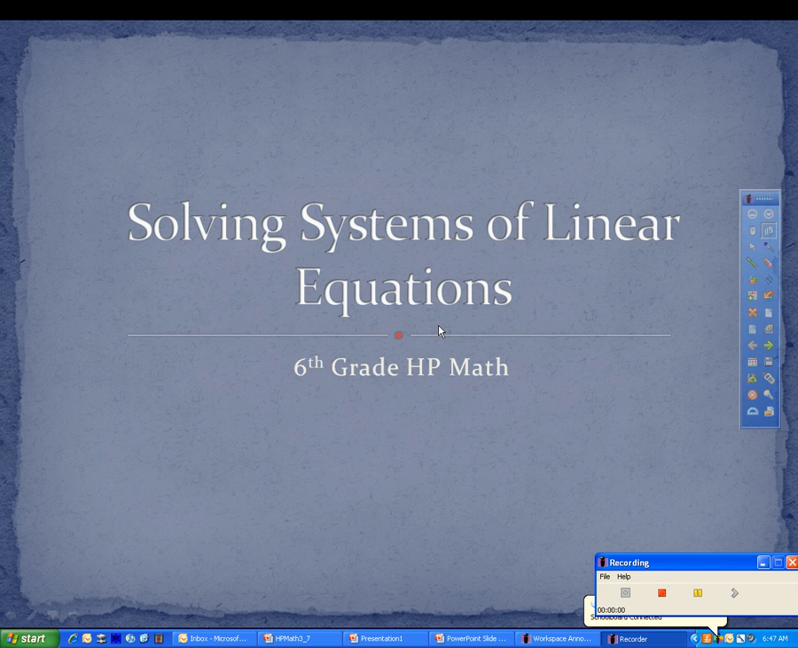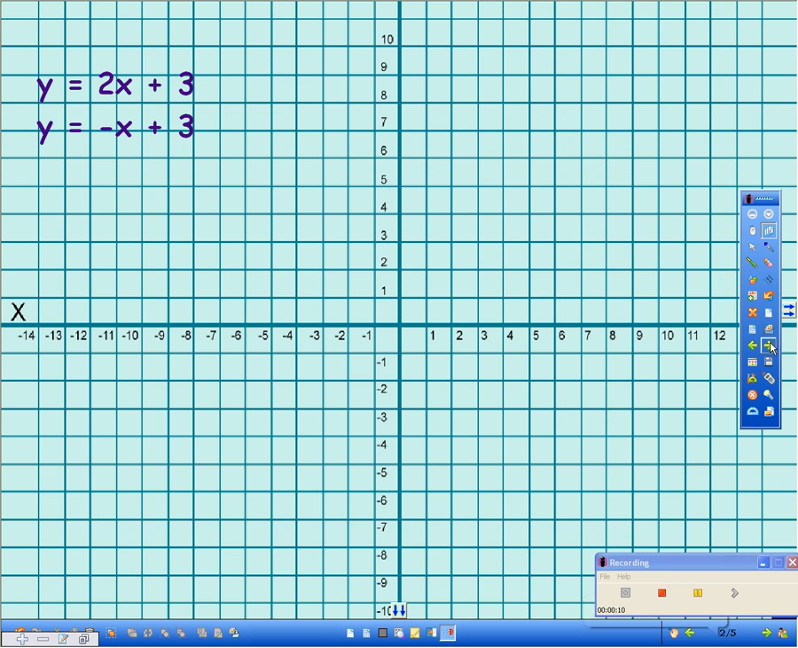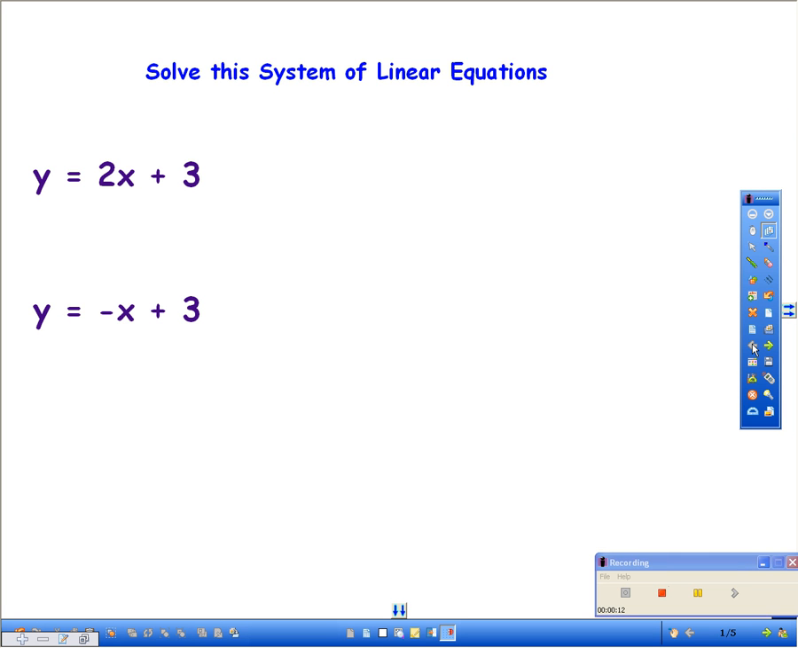Today we're going to solve systems of linear equations. What we do is we take two different linear equations, graph them on the same line, and see at what point they cross. The point at which they cross is the solution. That's where they meet up. I'm going to talk more later on about why we do it.